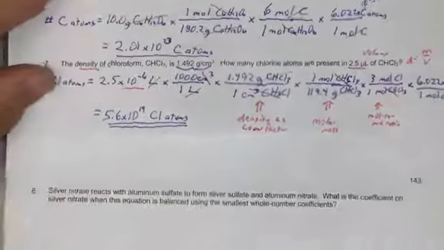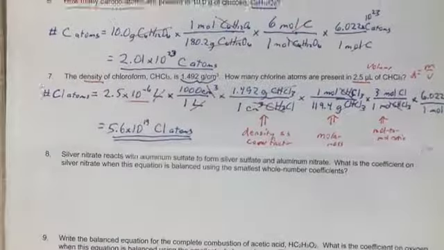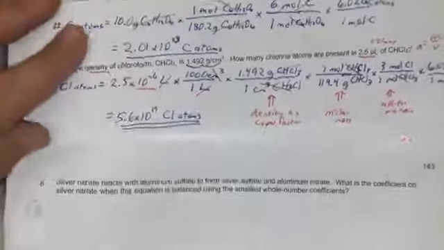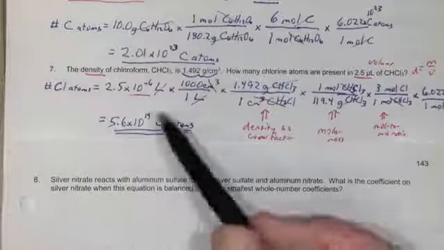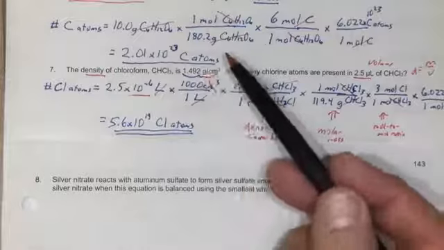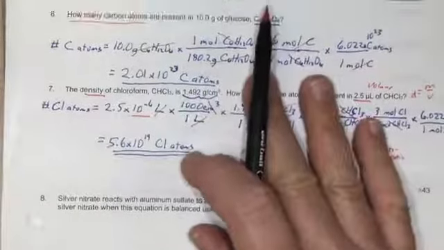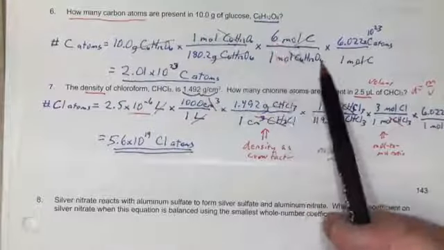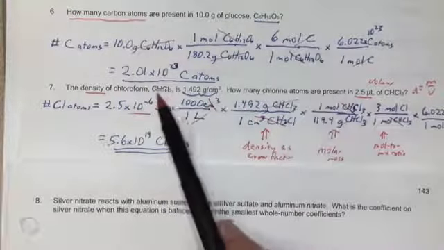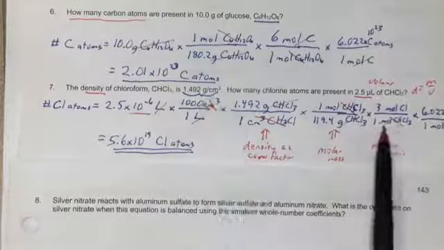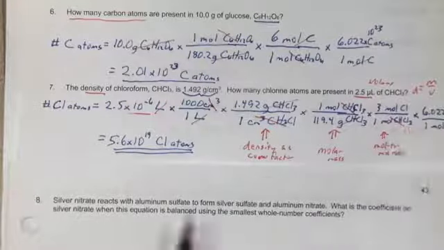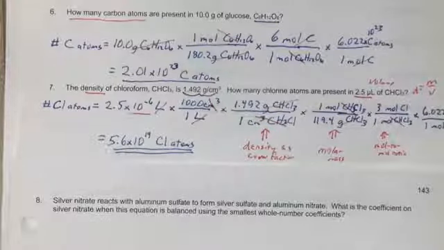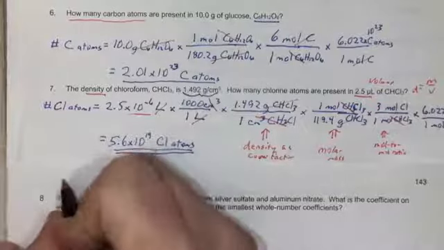Okay, question number 8. Now, there's 2 places to get mole to mole ratios. One is from the subscripts of chemical formulas, and that's what we saw in numbers 6 and 7. In questions number 6 and 7, all we had were the formulas of compounds. So C6H12O6, there's 6 moles of carbon per 1 mole of C6H12O6. Chloroform, CHCl3, there's 3 moles of chlorine per 1 mole of CHCl3. But that's one place to get mole to mole ratios. It's from the subscripts of chemical formulas.